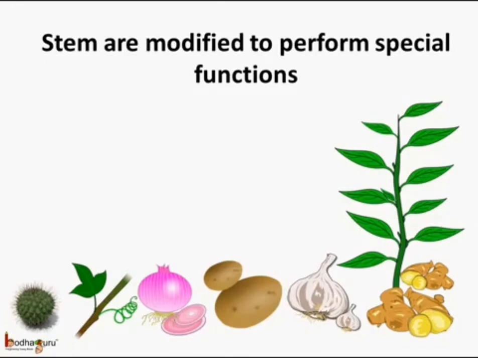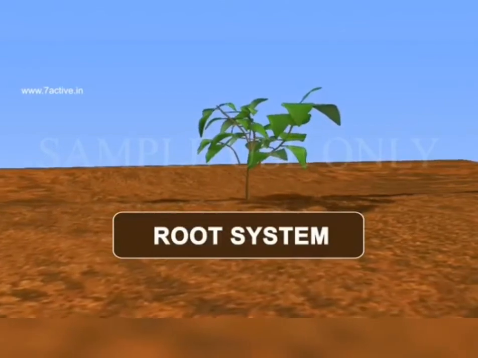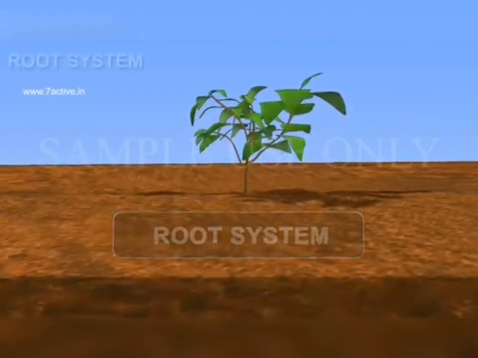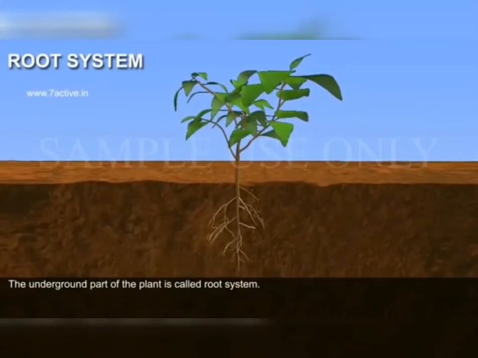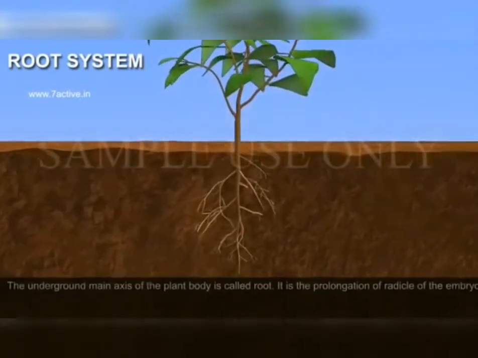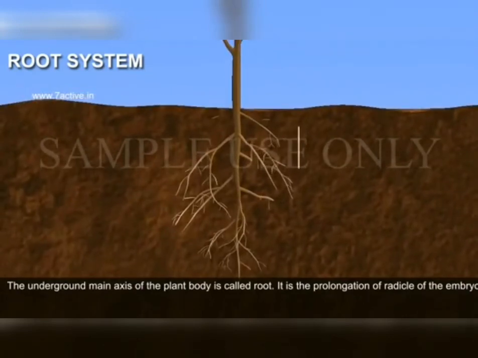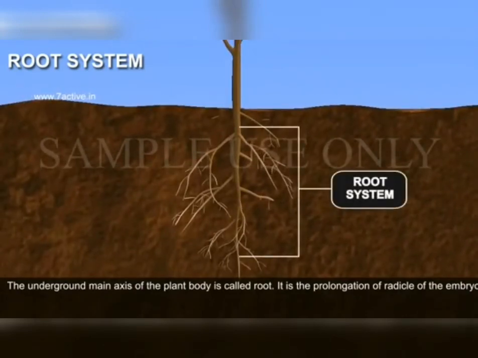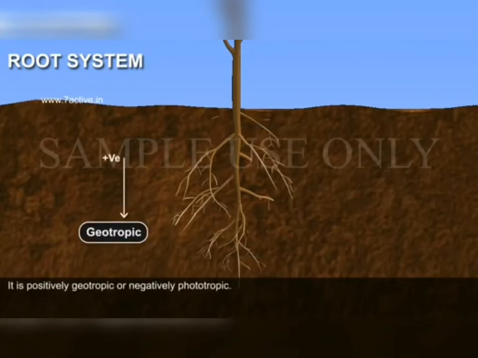And what are these special functions? Root system. The underground part of the plant is called root system. The underground main axis of the plant body is called root. It is the prolongation of radicle of the embryo. It is positively geotropic or negatively phototropic.